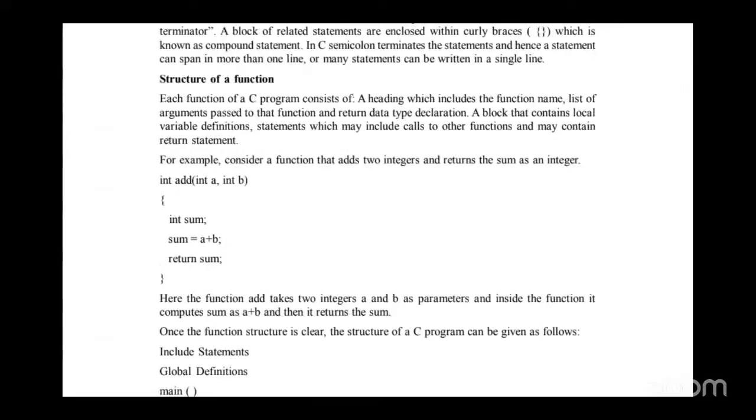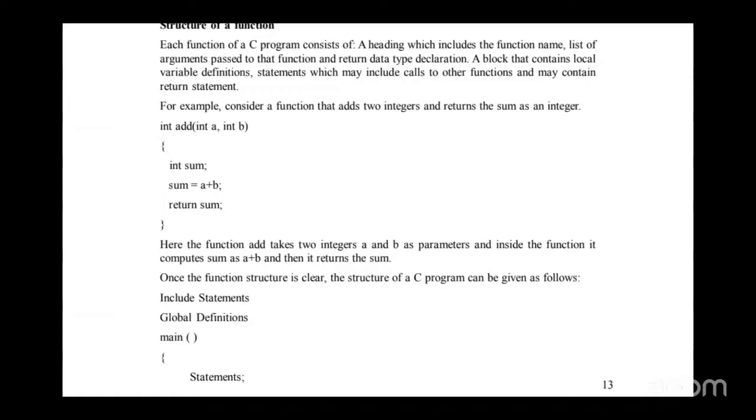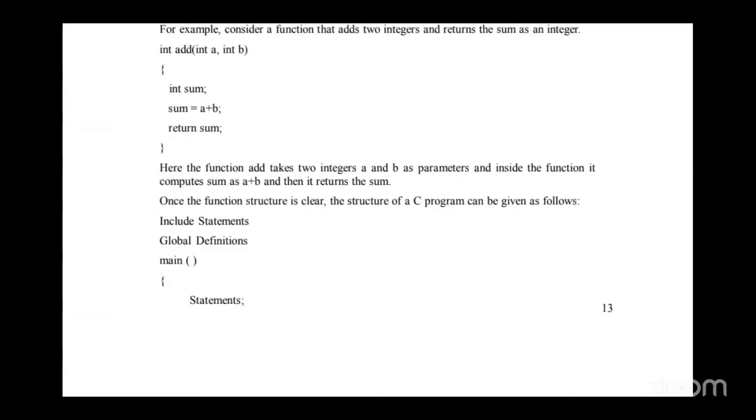Structure of the function: each function of the C program consists of a heading, including the function name and the list of arguments passed into the function, followed by the declaration. A block contains the local variables and defines the statements, which may include calls to other functions and may return a value. Example: consider a function that adds two integers and returns the sum as an integer. add(int a, int b), sum equal to a plus b, return sum. Include the statement and global definition.